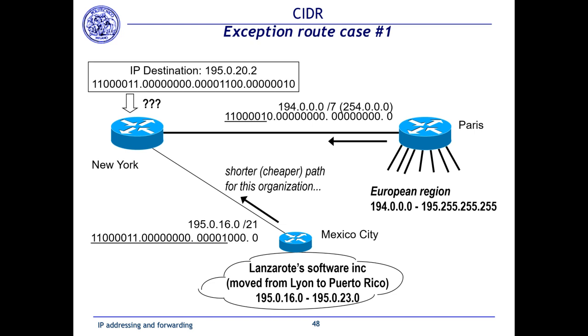Let's say in Paris, a company asks for a block that is /7. And so this block is taken from the wider block of the European region. Actually, that /194/7 is the block for the European region. So the address that will be given to that specific company is taken in this block.